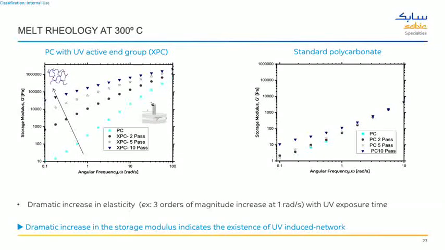Also, if we compare that with the standard polycarbonate, you have a storage modulus versus frequency, right? Even though I expose it to UV light, with the same exposure you do not see cross-linking happening. Only this one can, because it has a UV active moiety. This is in the melt state, correct? There is a dramatic increase in storage modulus, which indicates the existence of a UV active network. So now you take it to the solid state, right? So here, I have a material.